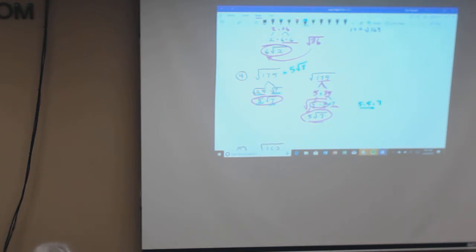Remember, all of this is under a radical. So 5 times 5 is 25. Can you see how I can cross that out and put 5 out here and leave the radical 7 inside?